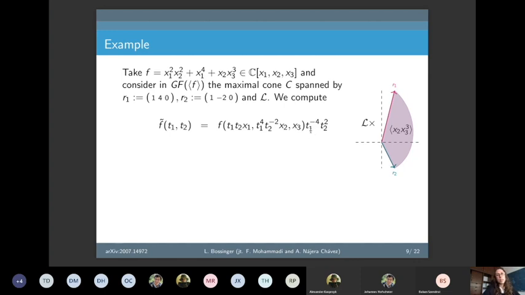So for example, for t1 to the minus 4, I can see that when I take the scalar product between R1 and all these exponent vectors of my monomials in f, then the minimum is 4, and it's achieved for the second and the third monomial.